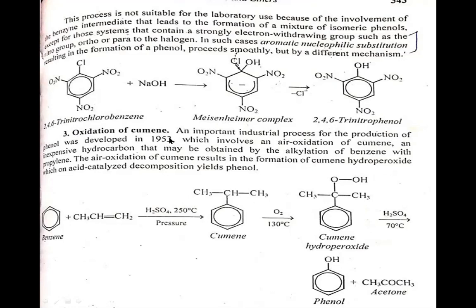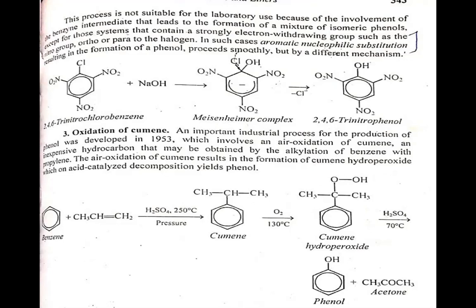This is also an important industrial process for the production of phenol, and it was developed in 1953, and it involves an air oxidation of cumene. And this cumene is an inexpensive hydrocarbon that we can prepare from benzene and an alkene, so it's inexpensive method for the preparation of phenol.